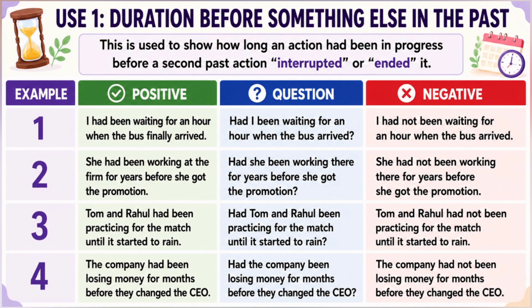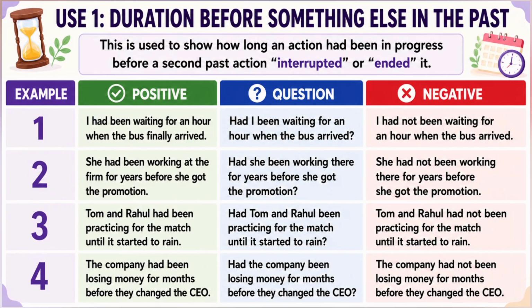Example 3. Positive. Tom and Rahul had been practicing for the match until it started to rain. Question. Had Tom and Rahul been practicing for the match until it started to rain? Negative. Tom and Rahul had not been practicing for the match until it started to rain.